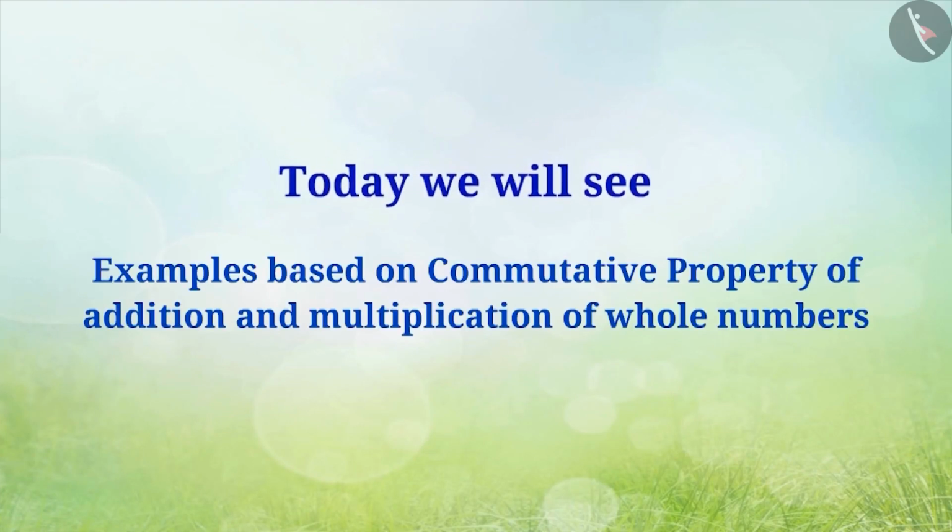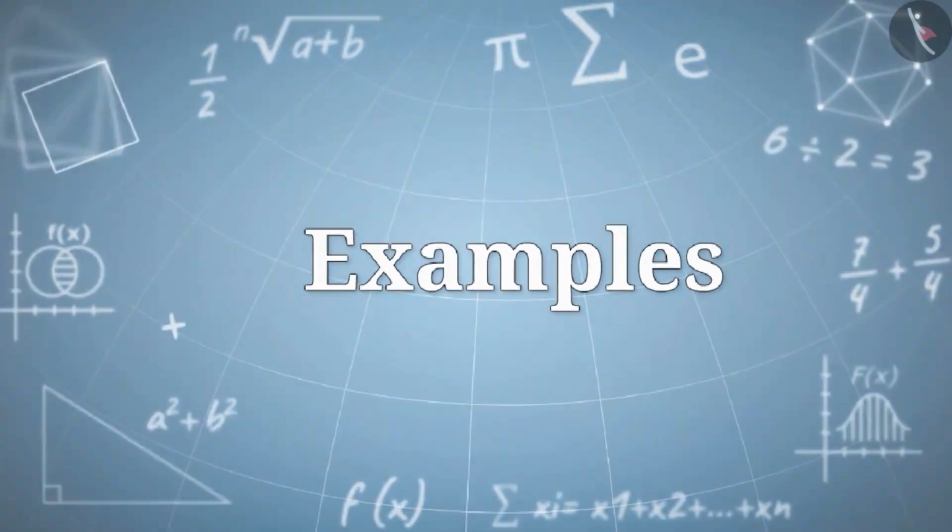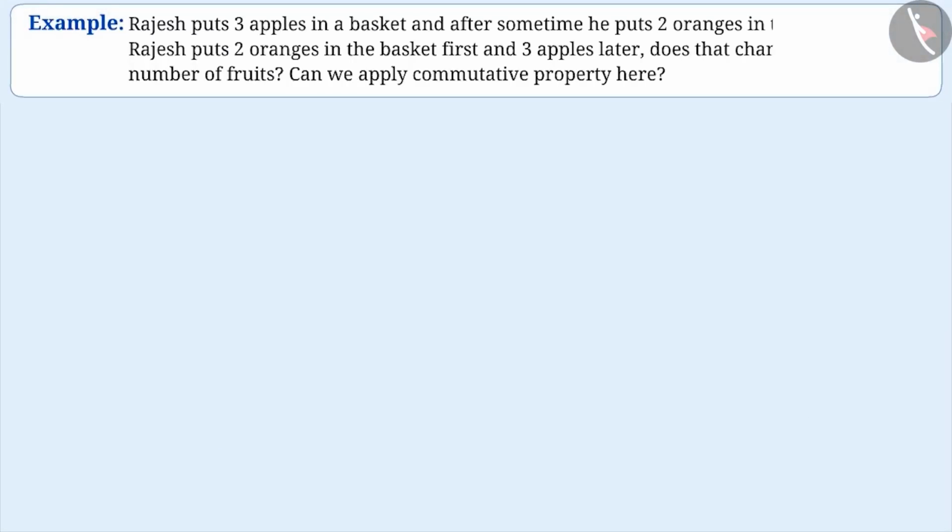Today we will see a few examples of commutative property of addition and multiplication of whole numbers. Rajesh keeps 3 apples in a basket, and after some time he keeps 2 oranges in the same basket. If Rajesh keeps 2 oranges in the basket first and 3 apples later, does that change the total number of fruits? Can we apply commutative property here?